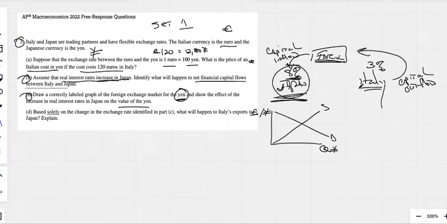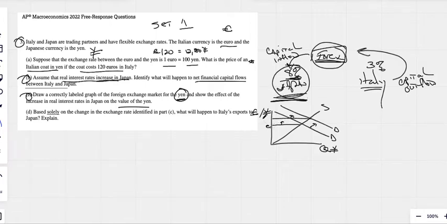Well, Japanese banks don't accept euros. They only accept yen. So these Italians have to buy yen in the FOREX. So the demand for yen in the FOREX is increasing because the Italians want to buy it to put that yen into those Japanese banks. So the demand for yen is increasing or shifting to the right. We can see that's going to drive up the value of the yen.